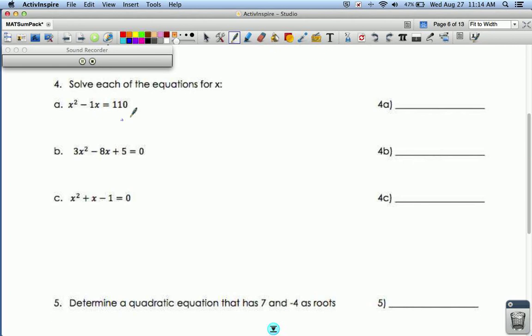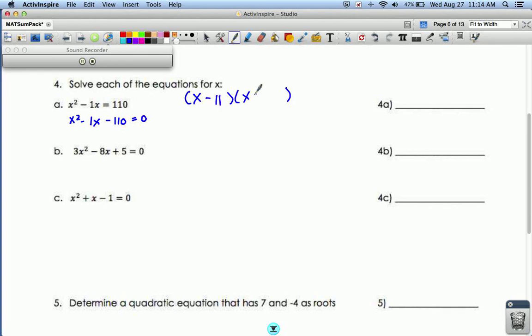Solve each equation for x. I'm going to subtract 110 here and see if we can turn this into a factoring problem. If not, we're going to have to use the quadratic formula. Off the top of my head, yeah, we can factor this guy, 10 and 11, right?